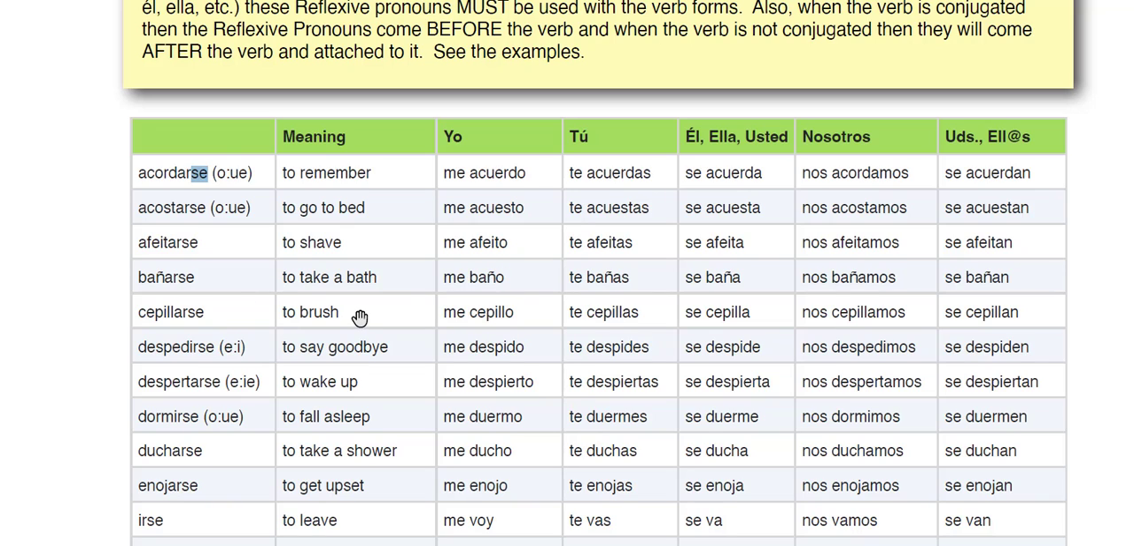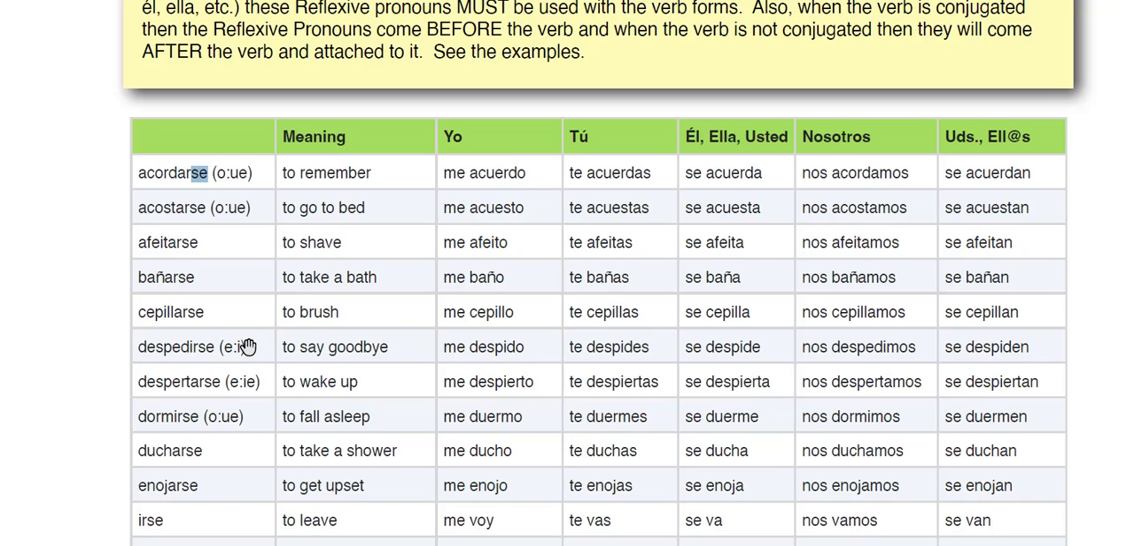Cepillarse is to brush. That can be hair or teeth. Me cepillo. Some people, instead of saying me cepillo los dientes, use the verb lavar, which is to wash. Some places will say me cepillo los dientes, I brush my teeth. Other places will say me lavo, which is I wash my teeth. Anyway, despedirse, to say goodbye, me despido.